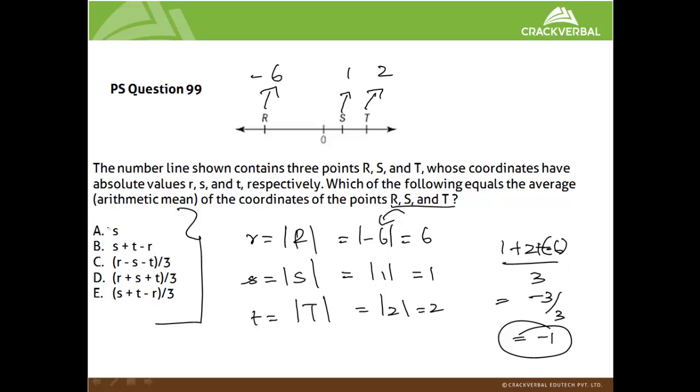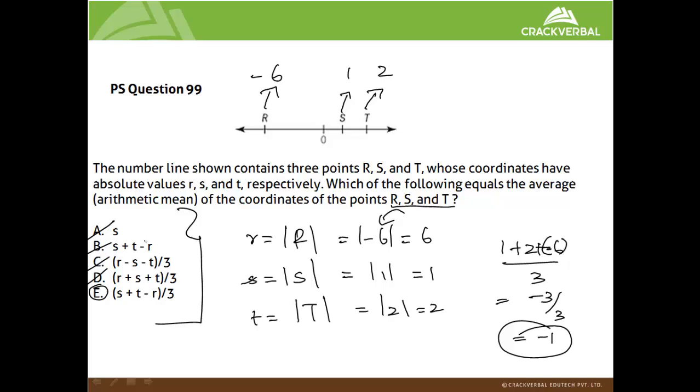So let's work on it. The S value, definitely no, eliminate this. B, S plus T minus R, that is 3 minus 6, which is minus 3, not matching, eliminated. R minus S minus T is 6 minus 1 minus 2, which is 3 by 3, which is 1, eliminated. S plus T plus R, that is all plus, 9 divided by 3 which is 3, eliminated. Answer has to be E. Let's check this: 1 plus 2 is 3, 3 minus 6 is minus 3. So minus 3 divided by 3 is minus 1. This matches the target, so the answer has to be E.